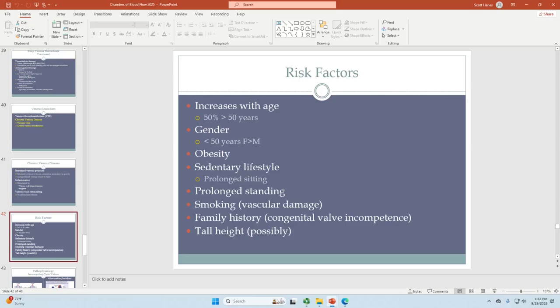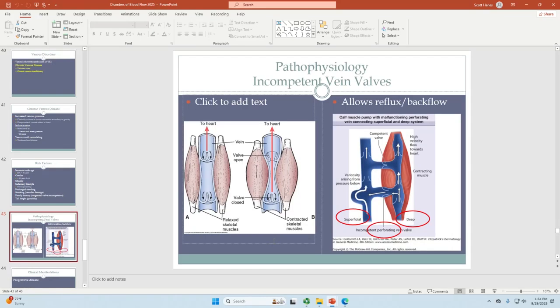Obesity, sedentary lifestyle, so prolonged sitting and prolonged standing can both potentially exacerbate chronic venous disease, because you're not moving around when you're sitting. So that's one aspect. But prolonged standing means that it's more likely for that blood to pool in your legs, potentially, right? Smoking causes vascular damage, so that's a risk factor. Congenital diseases from genetics, and then there is some association with patients that are particularly tall, just because they have more of a gravitational force. That might be a risk as well.